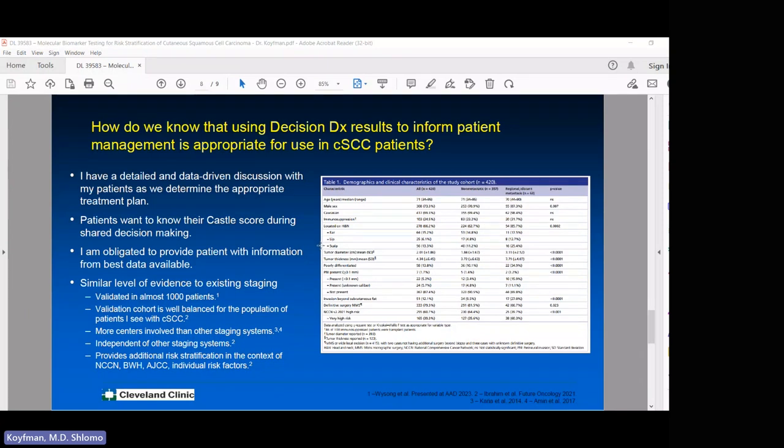And I would just argue that the level of evidence that supports incorporating DecisionDx-SCC into the shared decision-making is as good, if not better, than many of the other risk features that go into staging and decision-making, whether it's tumor diameter, differentiation, perineural invasion, the nerve size, which I don't think is very well evidenced, invasion beyond the fat, whether they had Mohs or not, or the NCCN very high-risk designation. All of these data sets have been generated with similar or less quality data than DecisionDx-SCC.